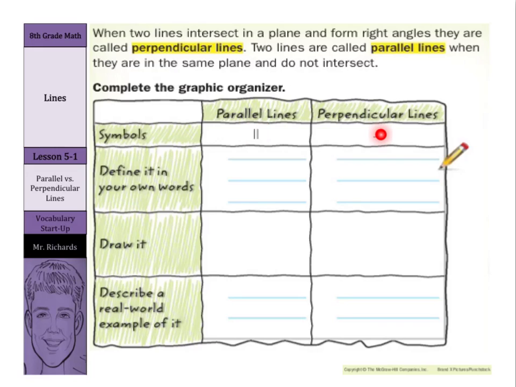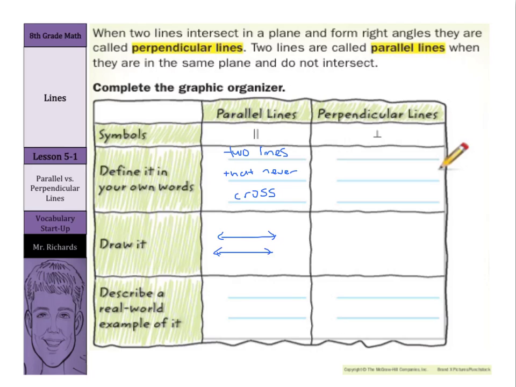So our definition in our own words, we could say for parallel lines, two lines that never cross. A little easier way of understanding that. And you could say two lines that never intersect, or two lines that never cross, either way. To draw it, you could draw two lines with arrows at the end to represent that they're lines that never cross.